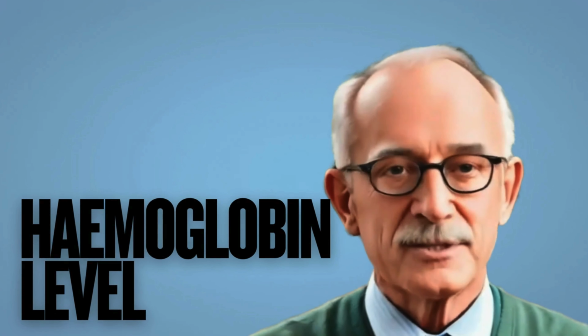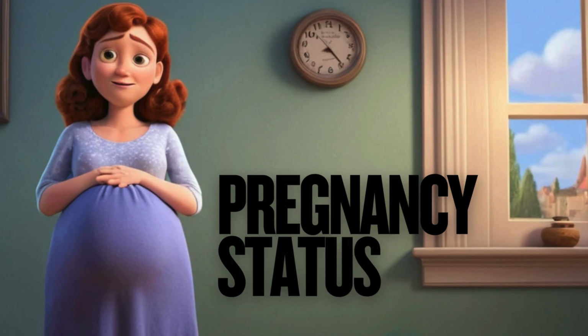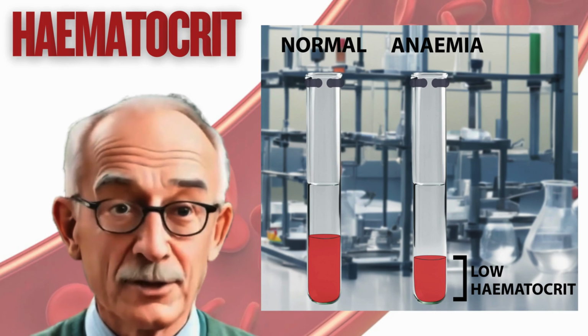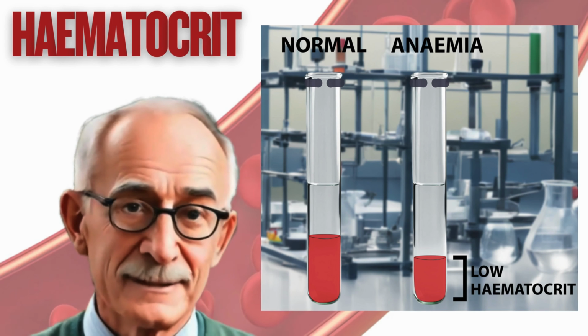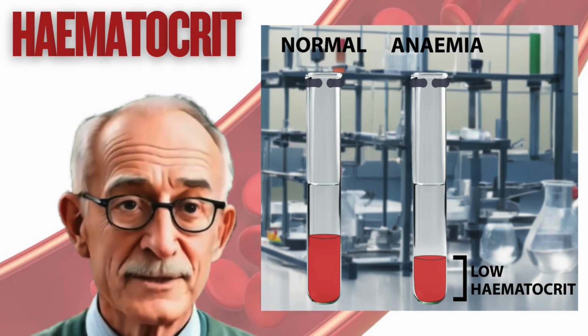Normal hemoglobin levels vary by age, sex, and pregnancy status, and fall within a defined range. Levels below this range indicate anemia. While hemoglobin is key to diagnosing anemia, other red blood cell parameters provide valuable insight. Hematocrit measures the percentage of the blood volume occupied by red blood cells. It decreases in anemia due to a lower concentration of red blood cells.